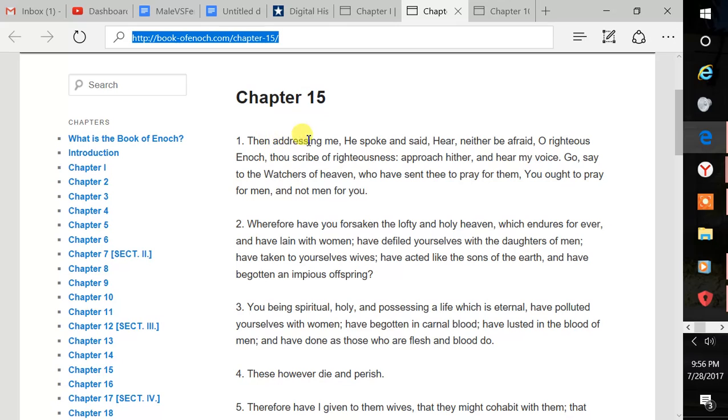It says, then addressing me he spoke and said, hear, neither be afraid, O righteous Enoch, thou scribe of righteousness, approach hither and hear my voice. So this is God talking to Enoch. Go say to the watchers of heaven, who have sent thee to pray for them. Okay, so the angels who left heaven had sent Enoch to go intercede for them to God, because God had laid out a plan of destruction for them and what was going to happen to them.